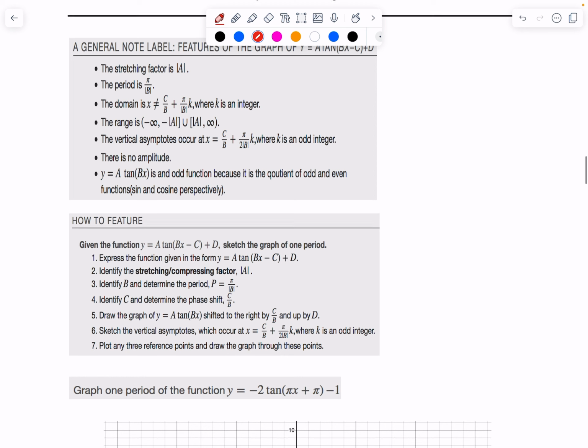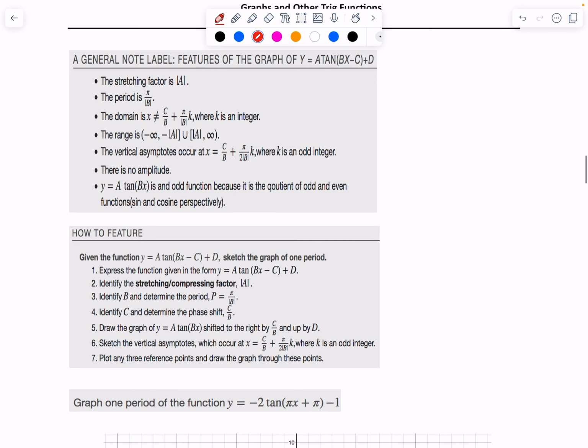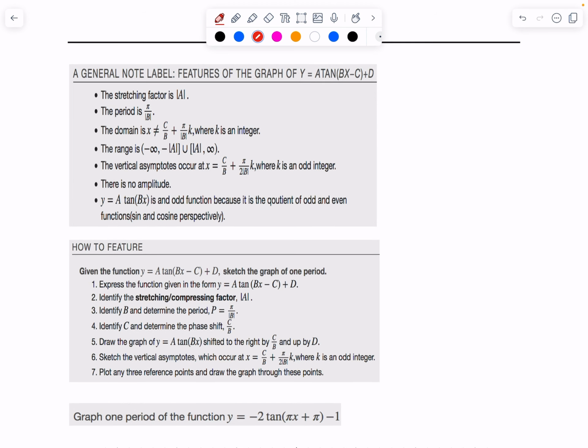This form should look familiar. I'm going to write it out a different way that I preferred it. A times tangent of, and then our book would do this, x minus c over b. We want it in that form, right? Because then this is going to be our shift. That's the form I want it in.